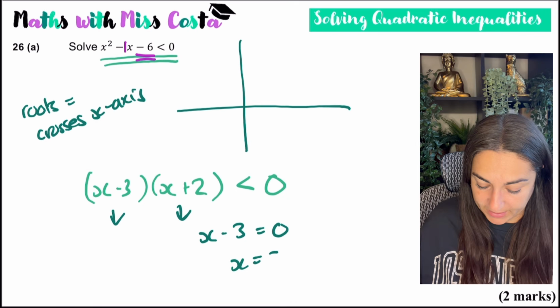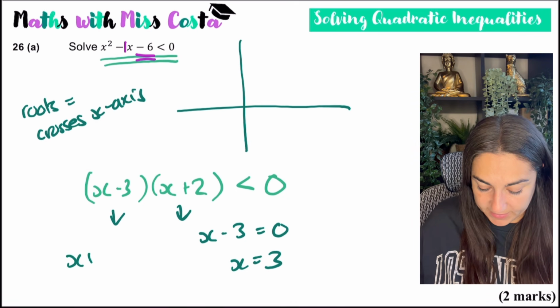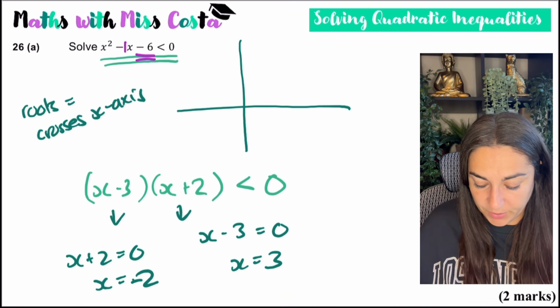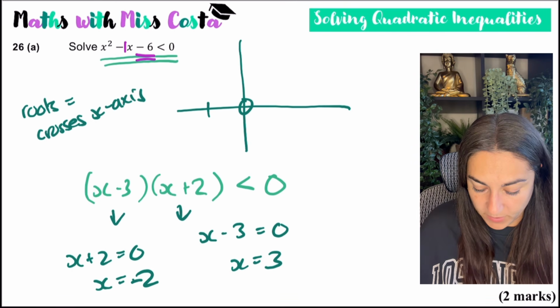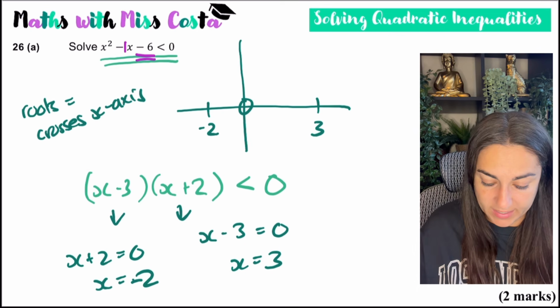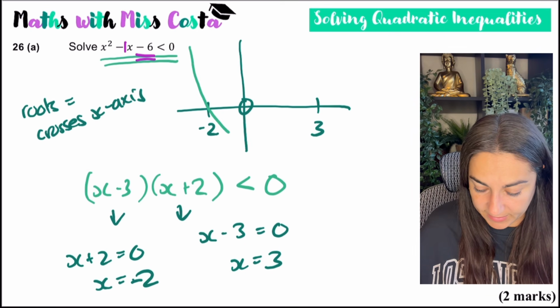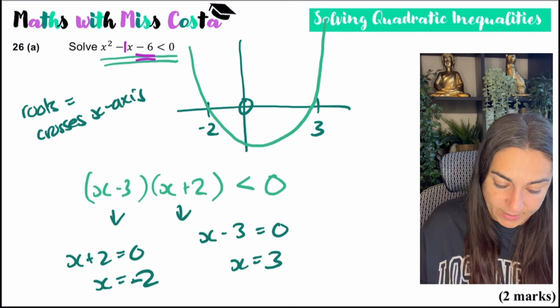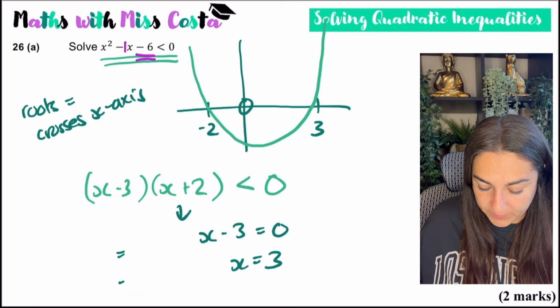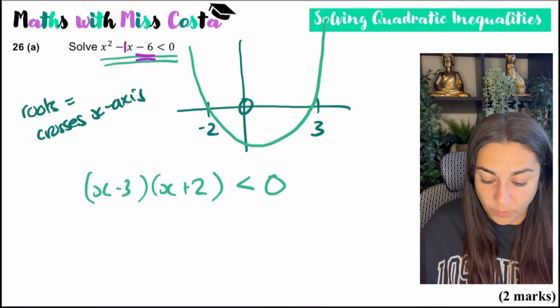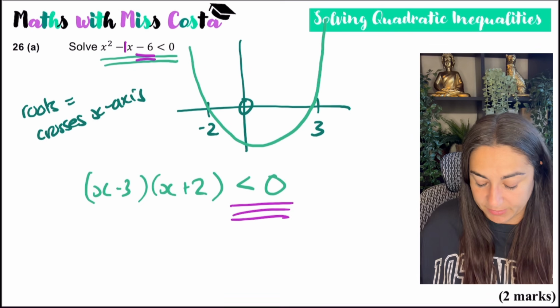So x minus 3 is 0. So therefore x is 3. So one of the roots is 3. And x plus 2 equals 0. So therefore x is minus 2. So if you just sketch that, minus 2 can be here, 3 can be here. Your graph is going to look something like this. Now, what we're looking for is where is the graph less than 0?